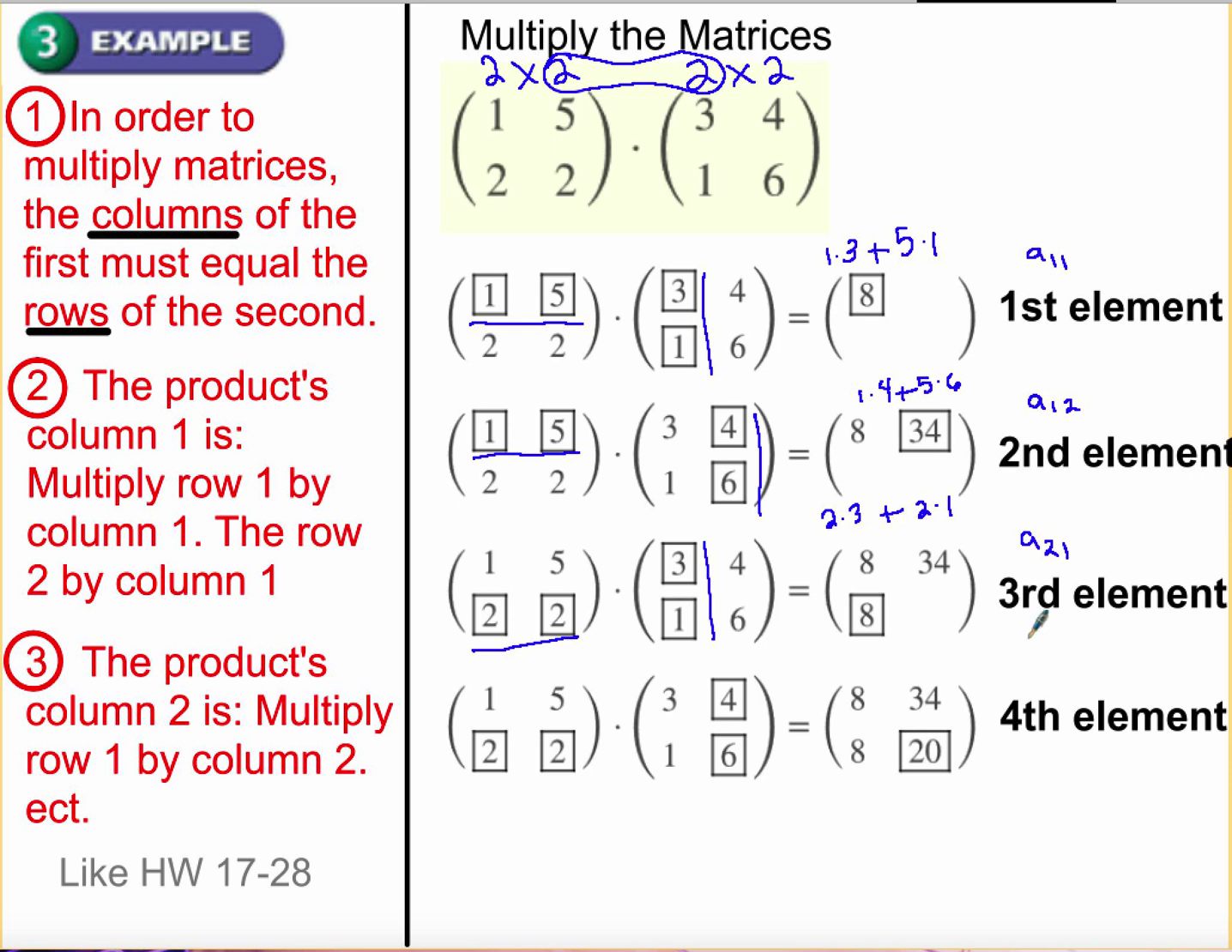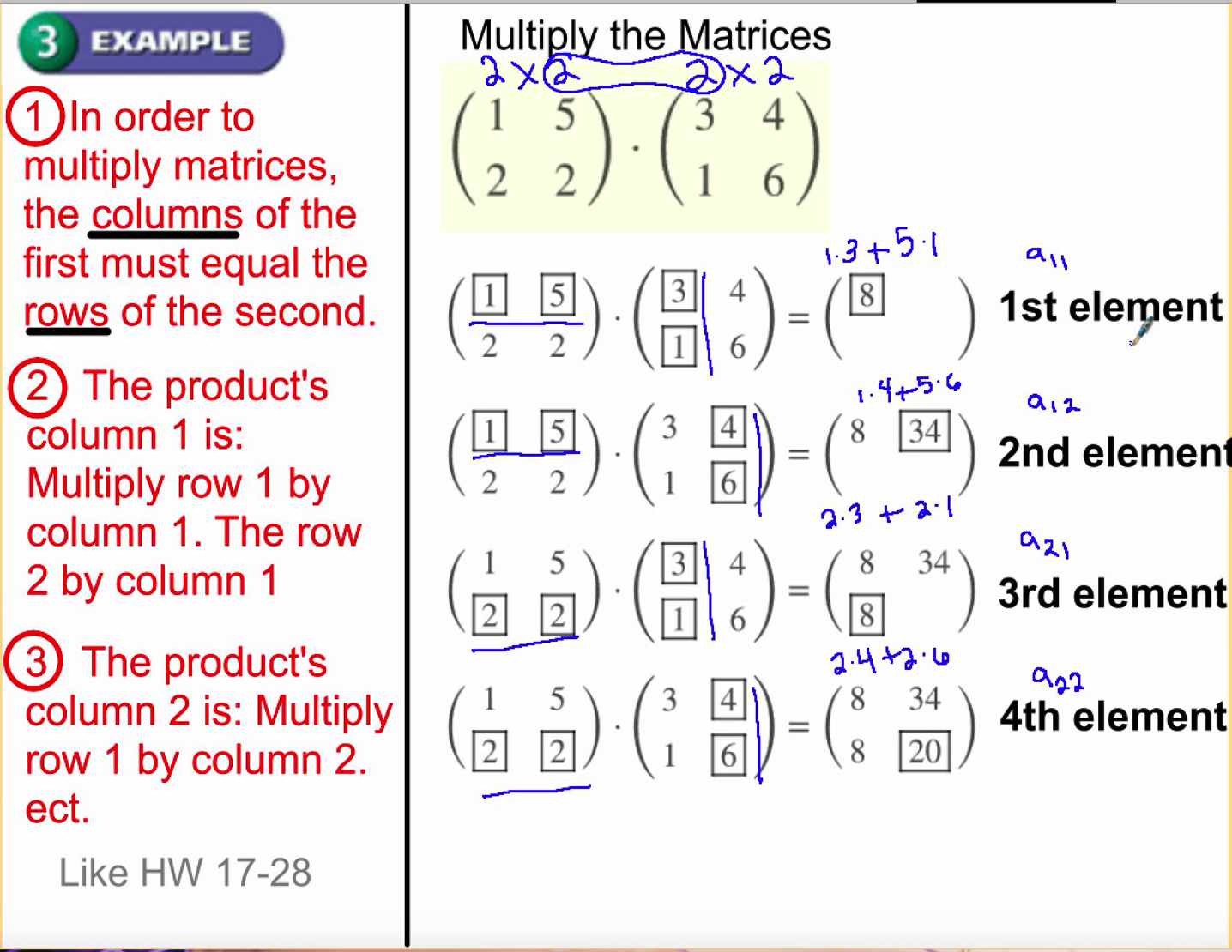So now let's find our fourth element. The position of the fourth element is in the second row. It's also in the second column. So that tells me what I need to multiply together. The second row and the second column. We're going to multiply together those corresponding components. So 2 times 4, because those are both the first components here, and 2 times 6. Those are both the second elements. 2 times 4 is 8, 2 times 6 is 12, and 8 plus 12 is 20.